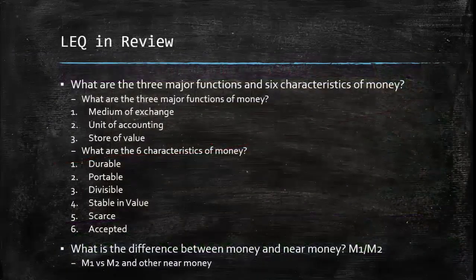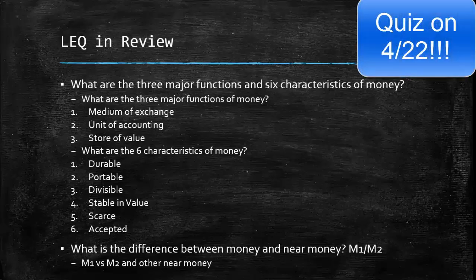All right, here's our LEQ in review. We covered the 3 major functions of money and the 6 characteristics of money. Remember, guys, I need you to know what fiat money is. Fiat money is simply money that is legally recognized as acceptable by the governing body under which you live, aka whichever country you live in.